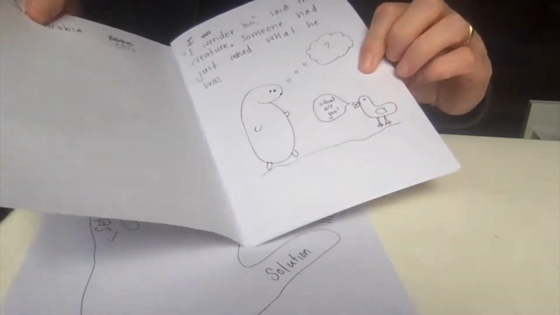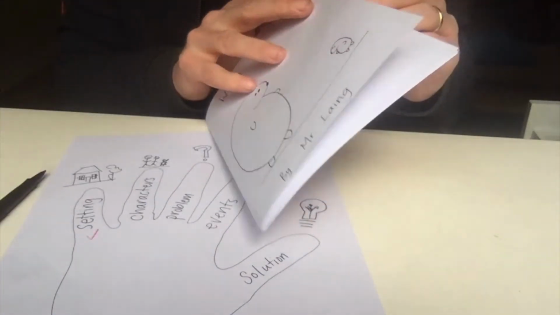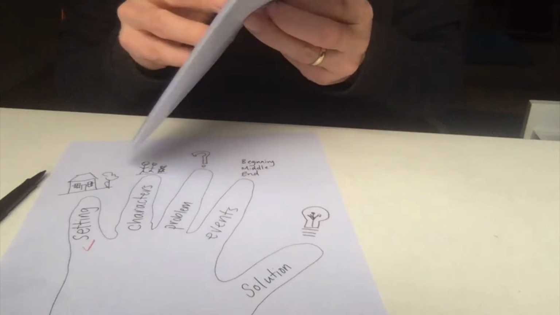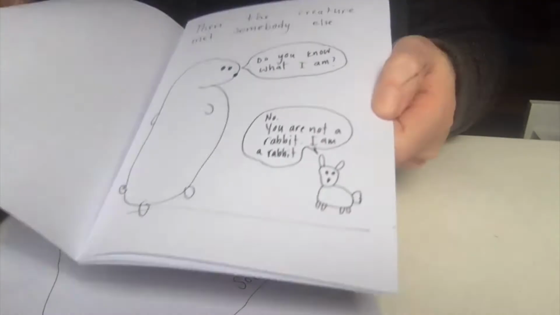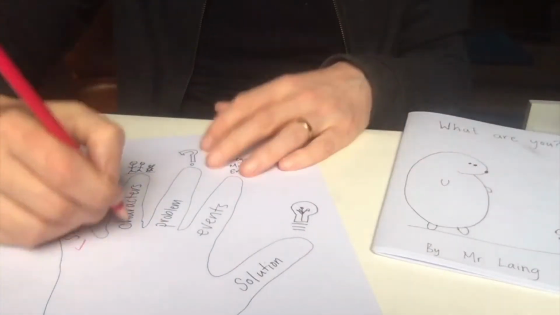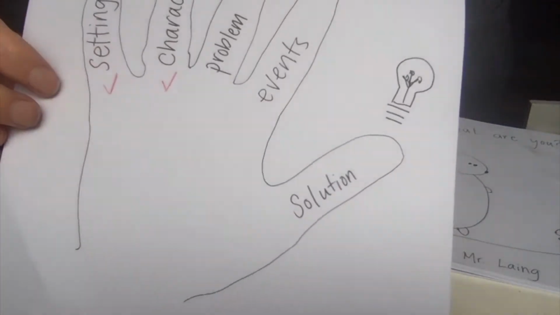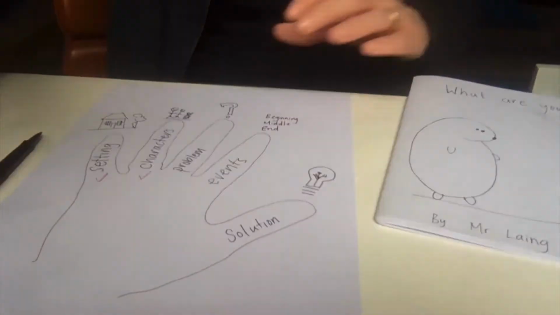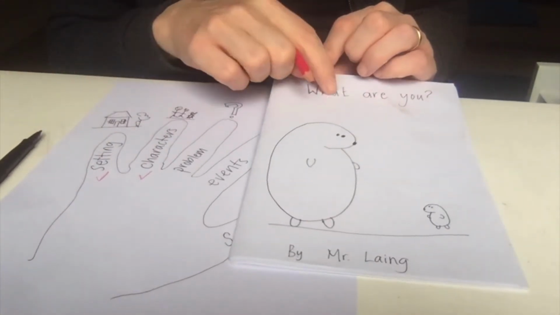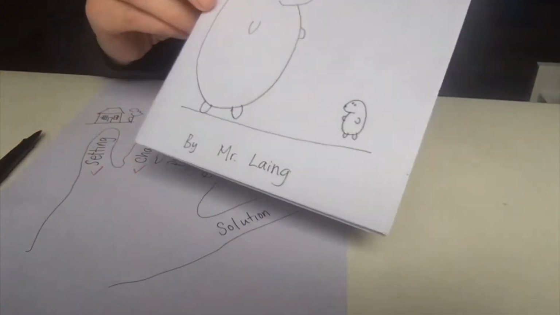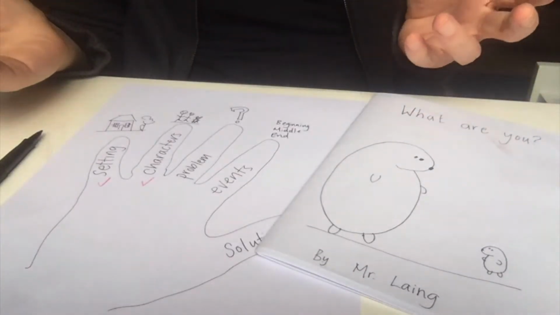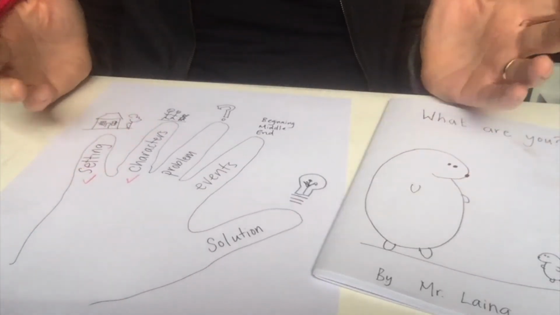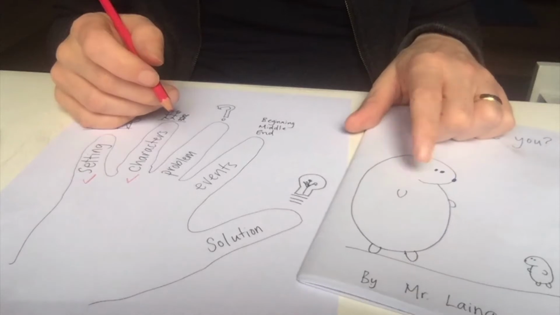I also have other characters like a duck. I have another character that's a rabbit. Let's see if I can see it. There's a rabbit. So yes, I have characters in my story. Check. Is there a problem in the story? Yes, there is a problem. He doesn't know what he is. He's trying to find out what he is, and he feels sad because he doesn't know what he is.